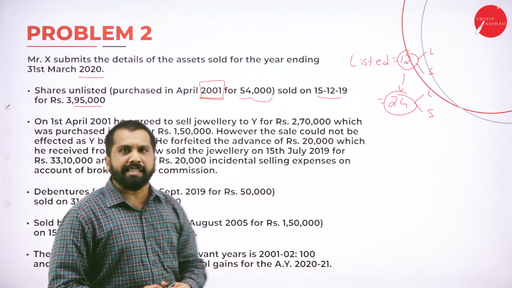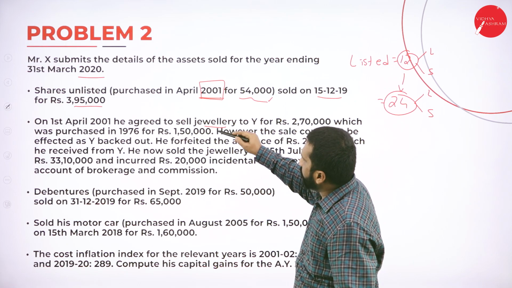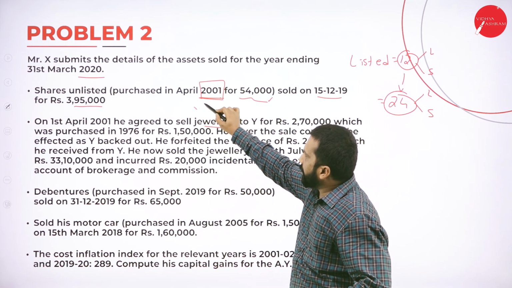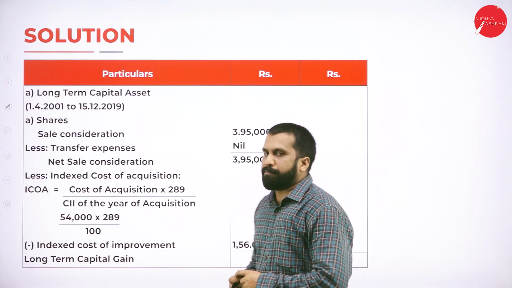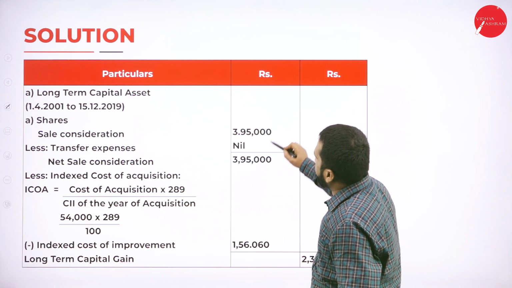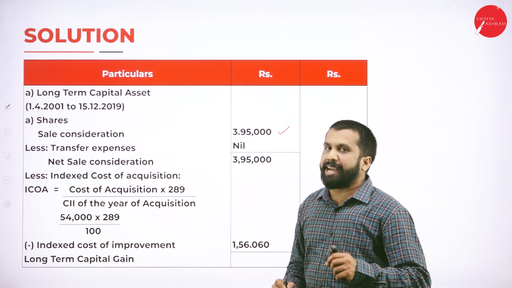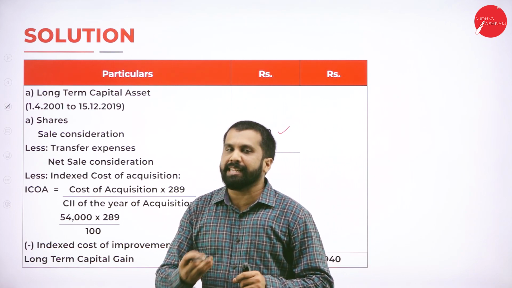Now, what is the second one? On 1st April, he agreed to sell jewelry. So, it is the second part. We'll complete the first one, then we'll come to the second one. What is the consideration? Sale consideration is 3,95,000. Sale consideration in the sense, it is your selling price.